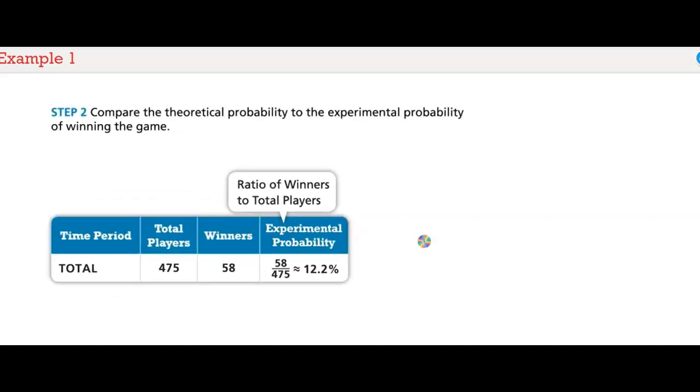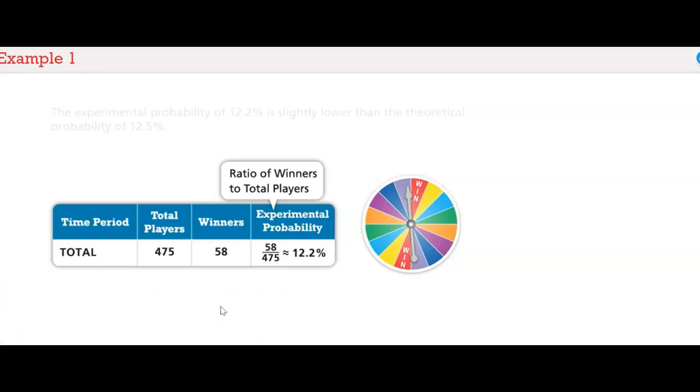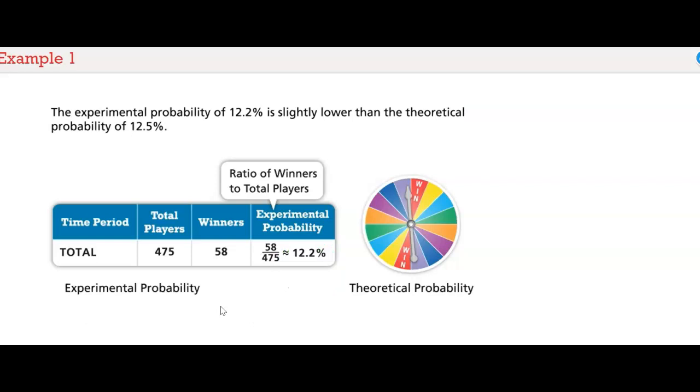The second step is to compare the theoretical probability to the experimental probability of winning the game. Which value is greater in this situation, the experimental probability or the theoretical probability? Select your answer. The experimental probability of winning the game is 12 2/10%. This is slightly lower than the theoretical probability, which is 1/8 or 12 1/2%.